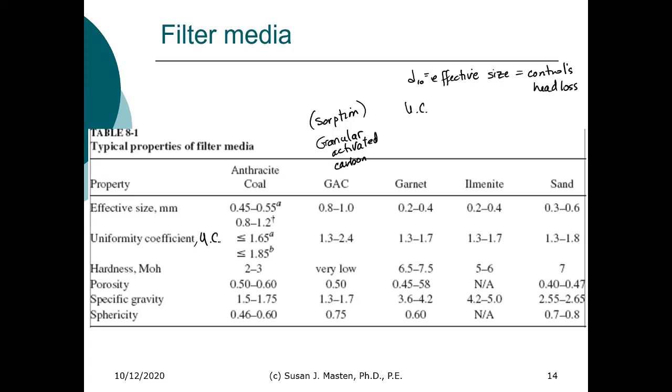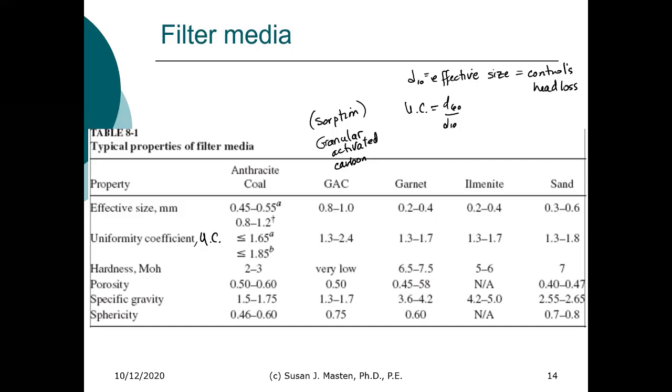The uniformity coefficient, we refer to it as UC, is equal to D60 divided by D10. So D60 is the sieve size for which 60%, and it's a cumulative 60%, of those particles pass, divided by D10. That is our uniformity coefficient. This table from the textbook provides you with a number of values.